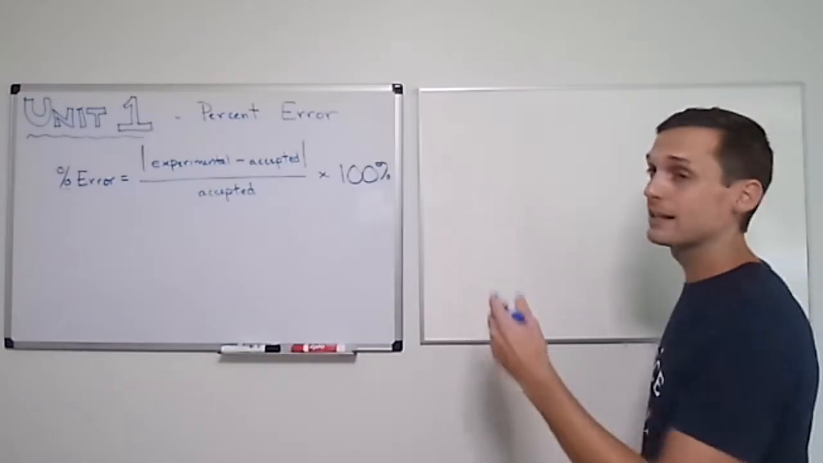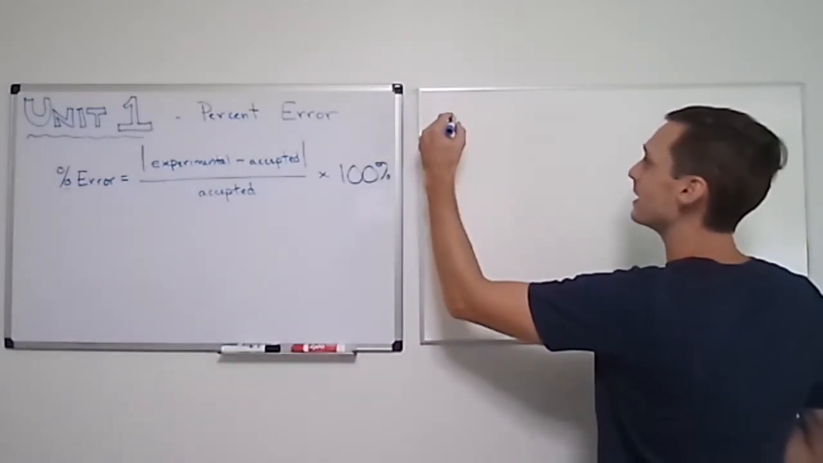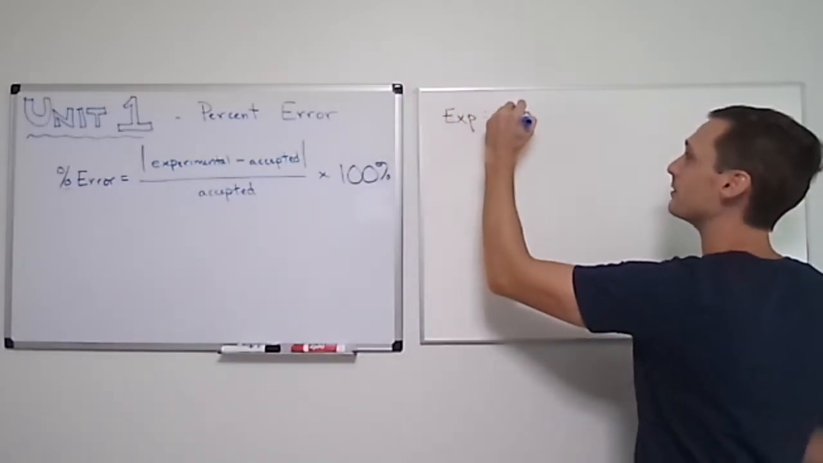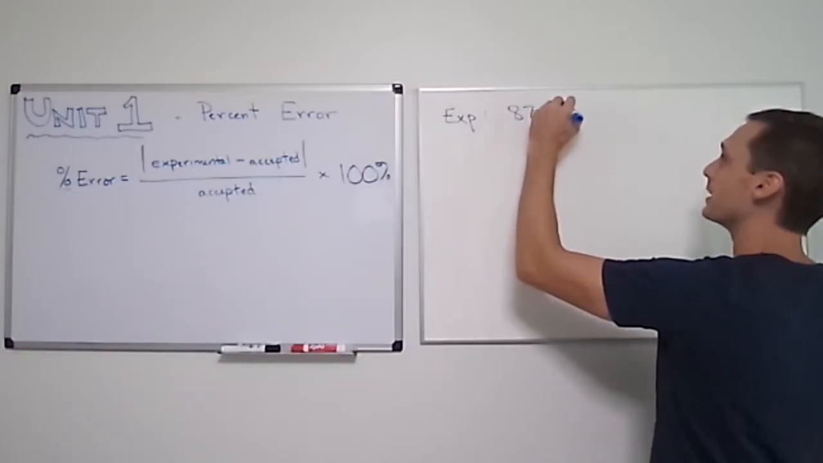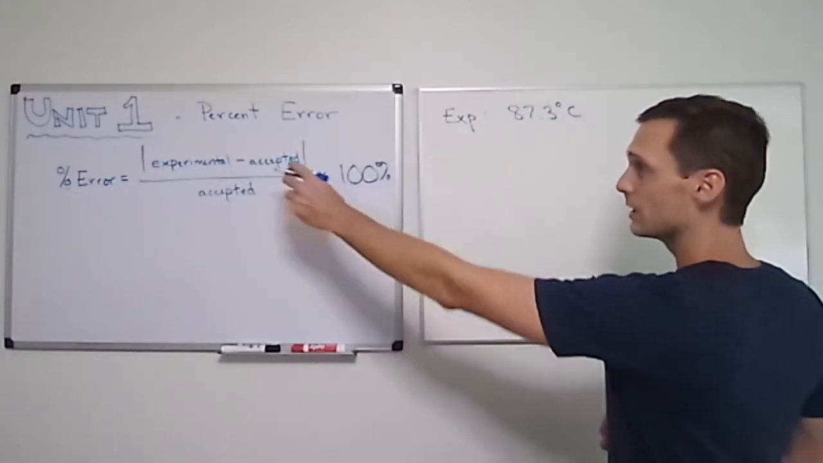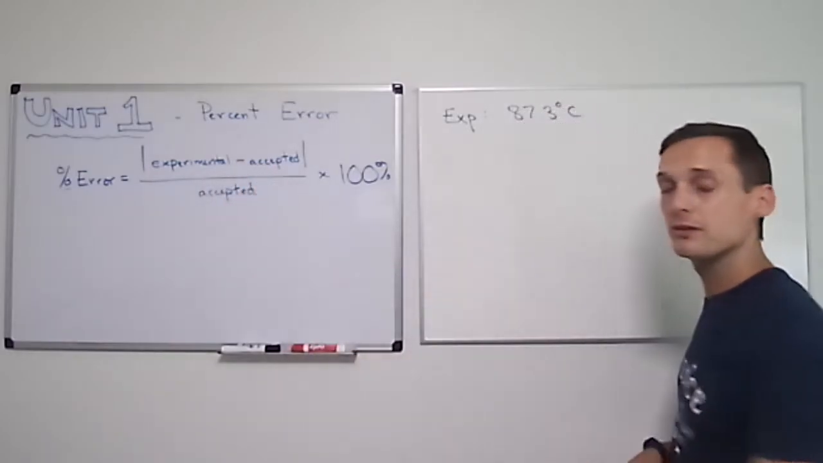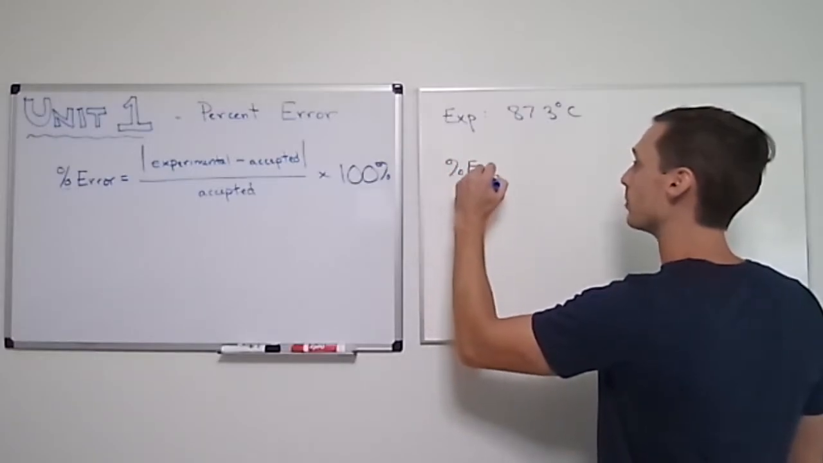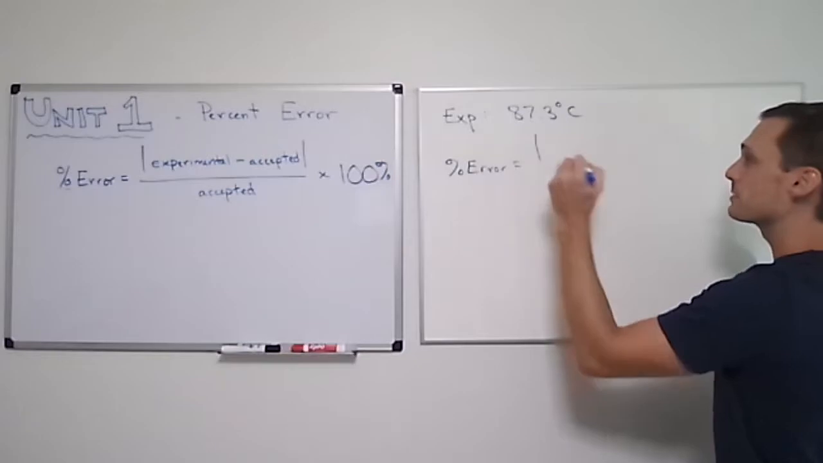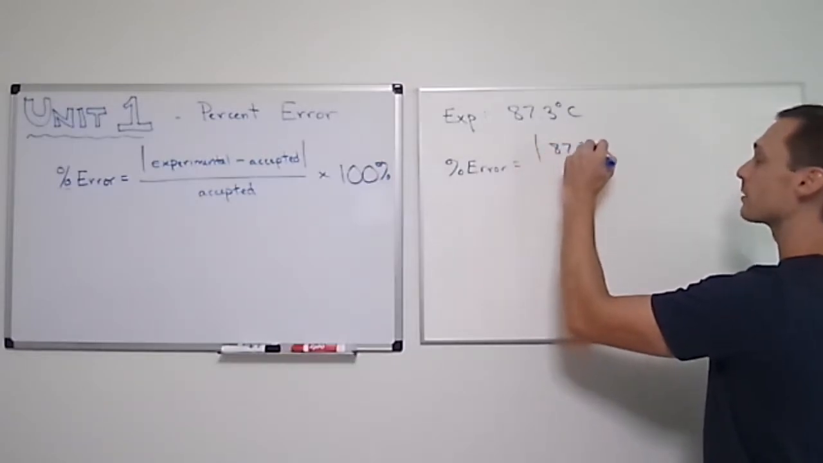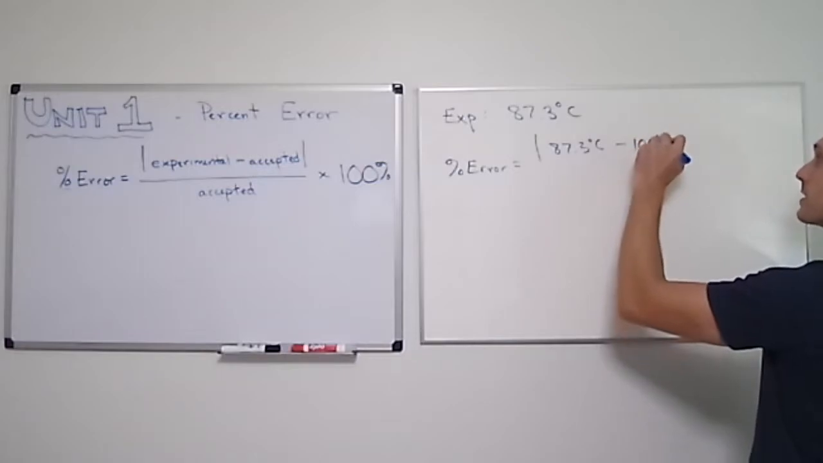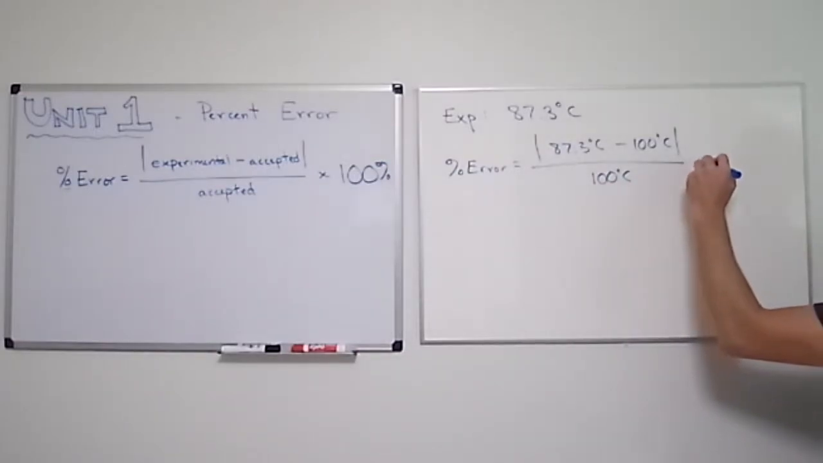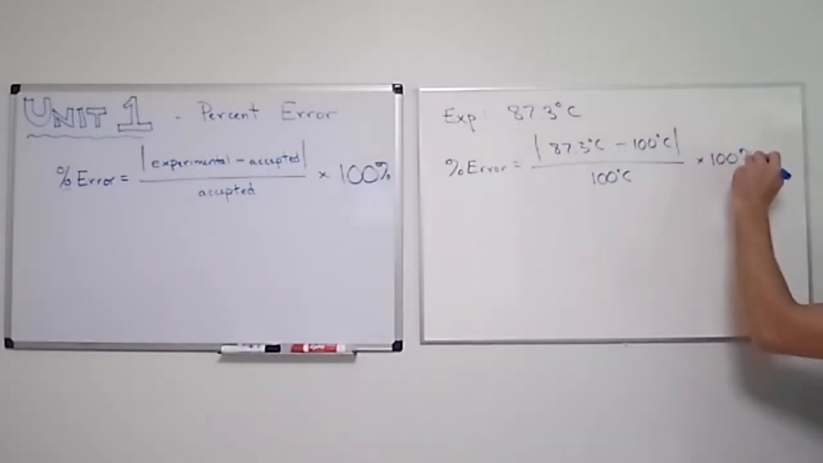Let's do the boiling water example I've used in the past. Let's say you get an experimental value of 87.3 degrees Celsius. So that will be our experimental. We know our accepted value for boiling water is 100 even. So we'll put that into our equation. Percent error equals the absolute value of 87.3 degrees Celsius minus 100 degrees Celsius, all over 100 degrees Celsius, and then we'll multiply that by 100%.